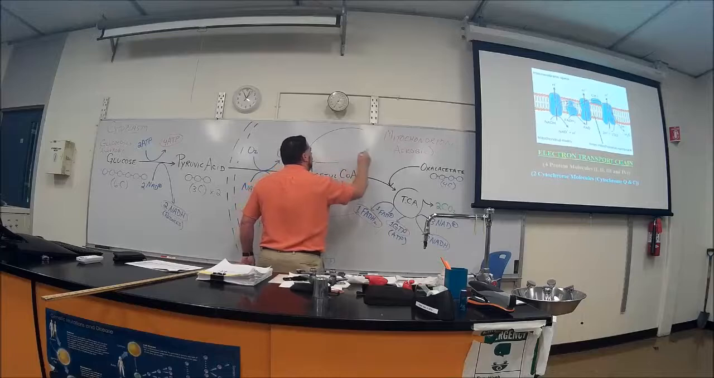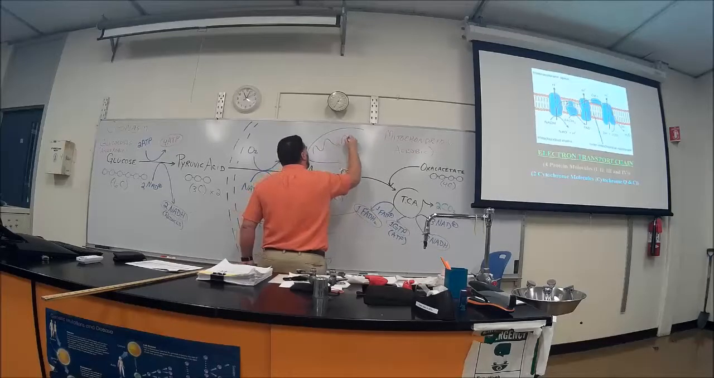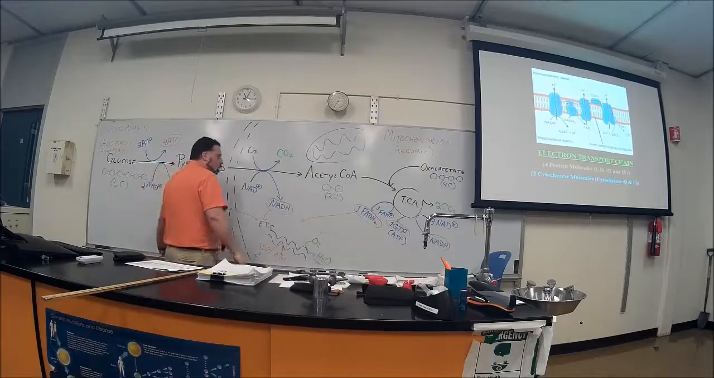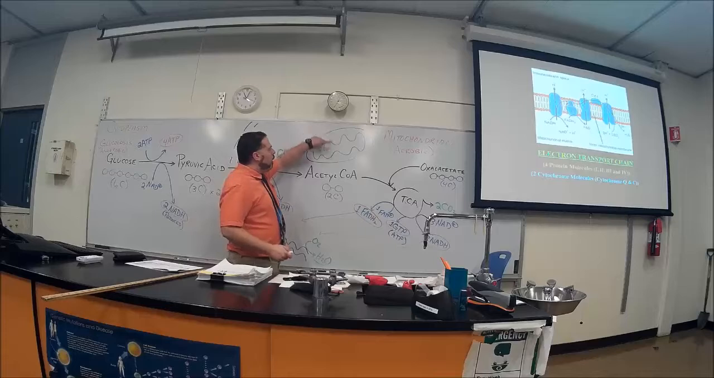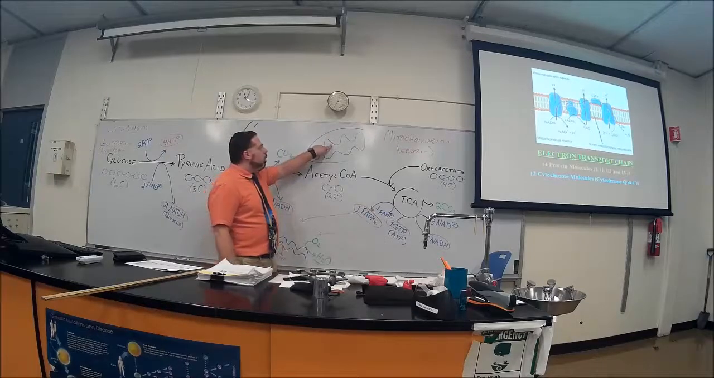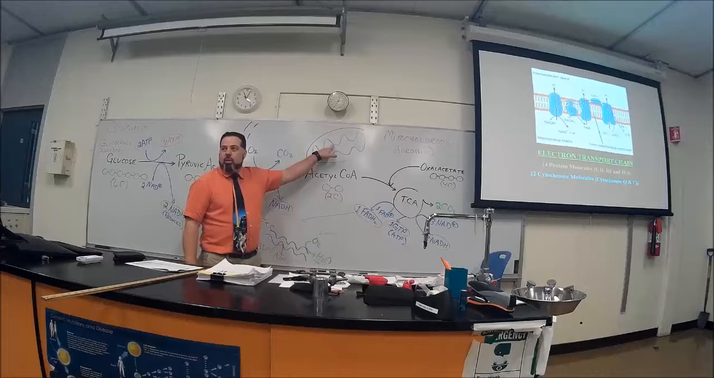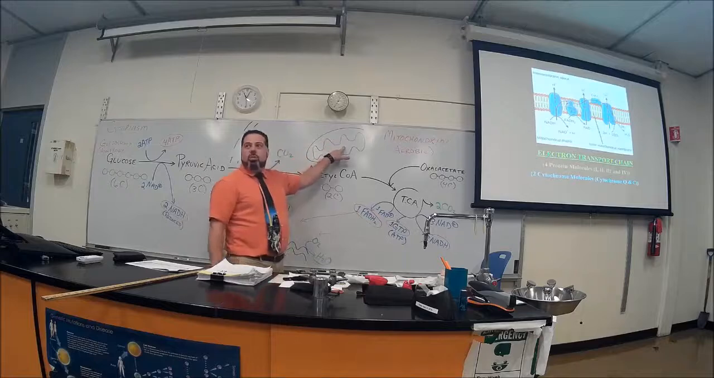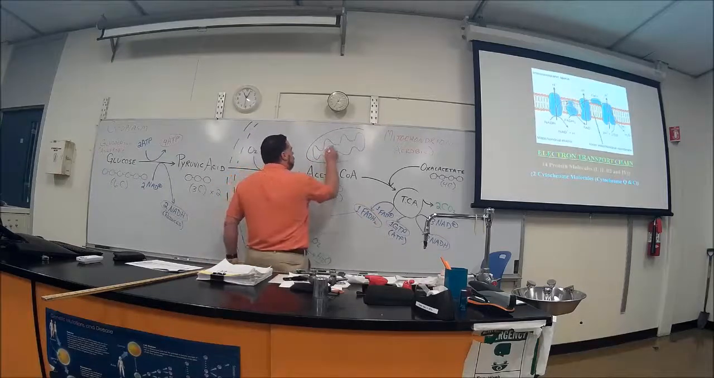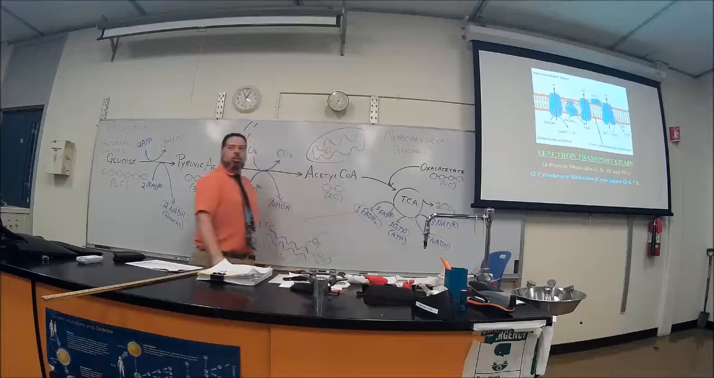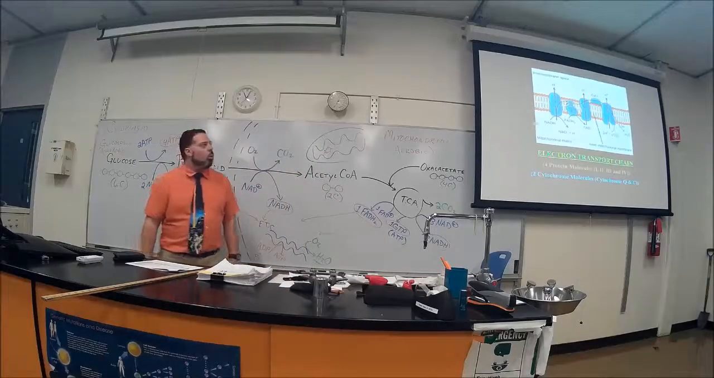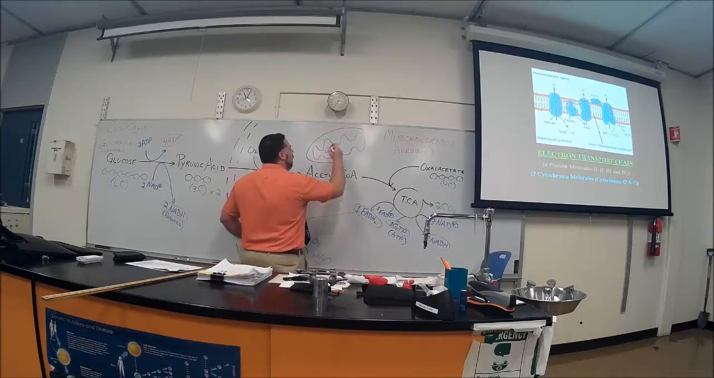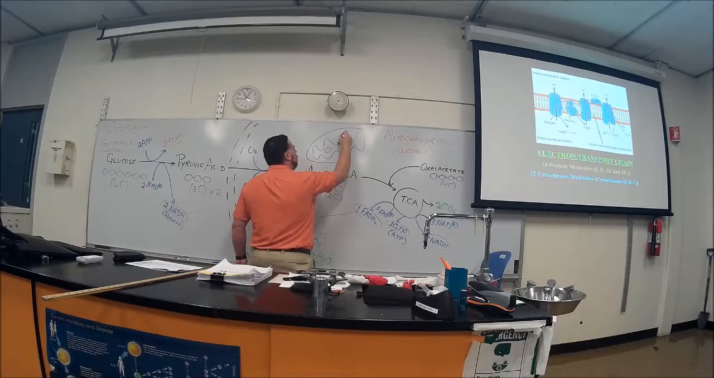You have your mitochondria. The outer membrane, the inner membrane. The inner membrane is also referred to as the cristae. You have the inner membrane space and the matrix. The citric acid cycle takes place in the matrix. Where all of this is embedded, it's going to be embedded in here, in the cristae.